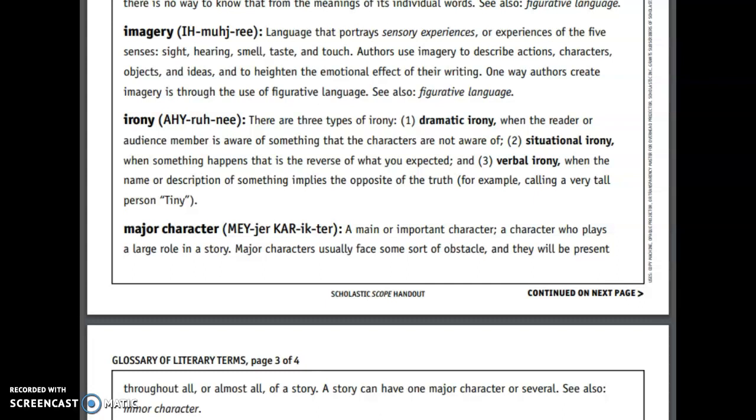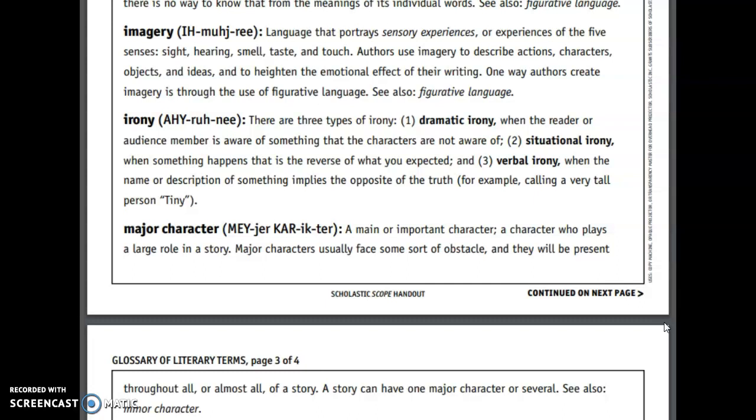Our next term is irony. There are three types of irony. Dramatic irony, when the reader or audience member is aware of something that the characters are not aware of. Situational irony, when something happens that is the reverse of what you expected. And verbal irony, when the name or description of something implies the opposite of the truth. For example, calling a very tall person tiny.